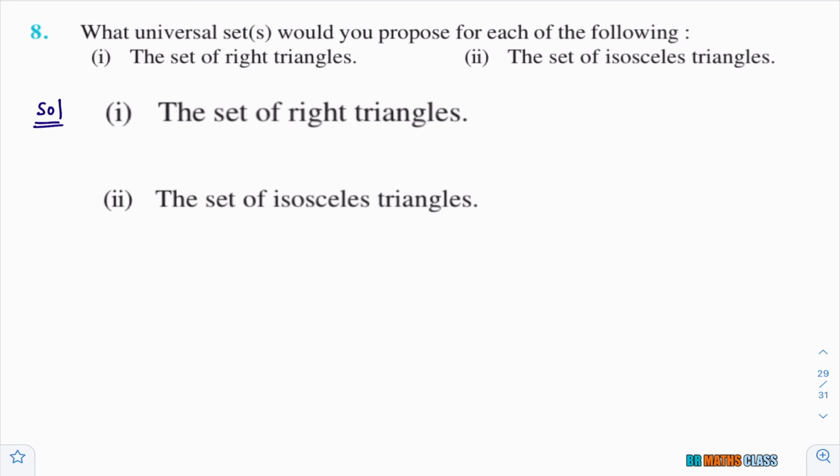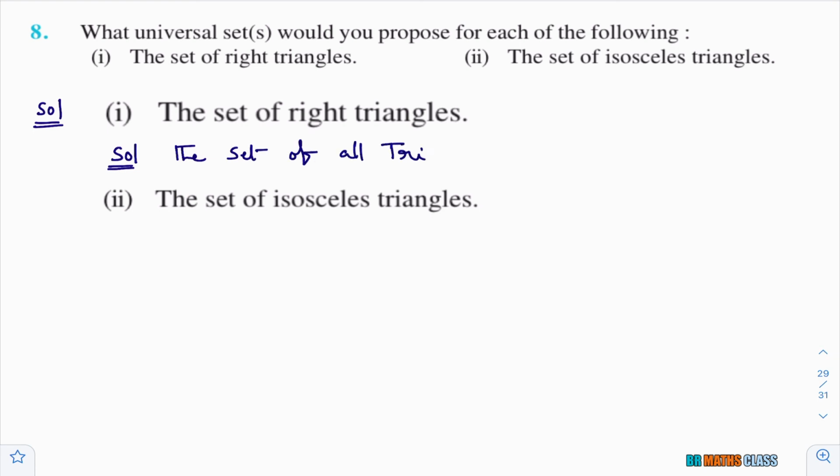Here, what they given? The set of right triangles. Right triangles means right angle triangles. For this, what is the universal set you will propose? Very simple. I'll propose the universal set like this. The set of all triangles.